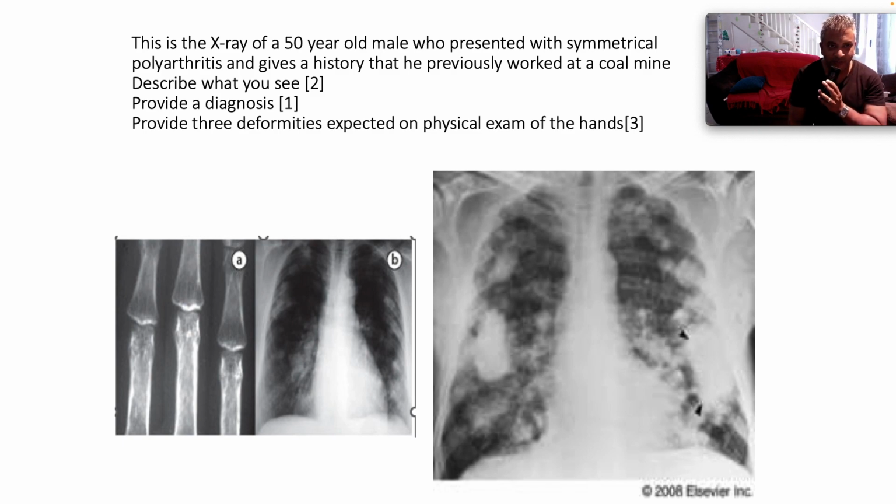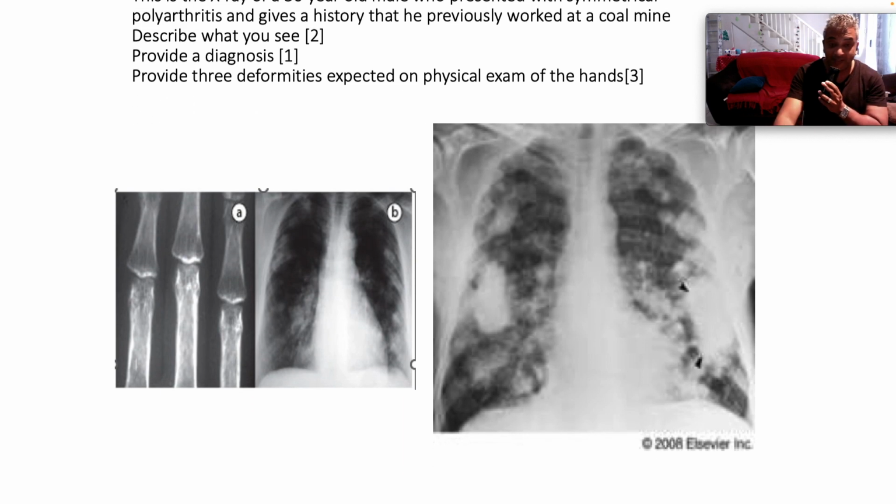Describe what you see for 2 marks. Then provide a diagnosis for 1 mark and provide 3 deformities expected on physical examination of this man's hands. Well, let's get stuck in, guys.